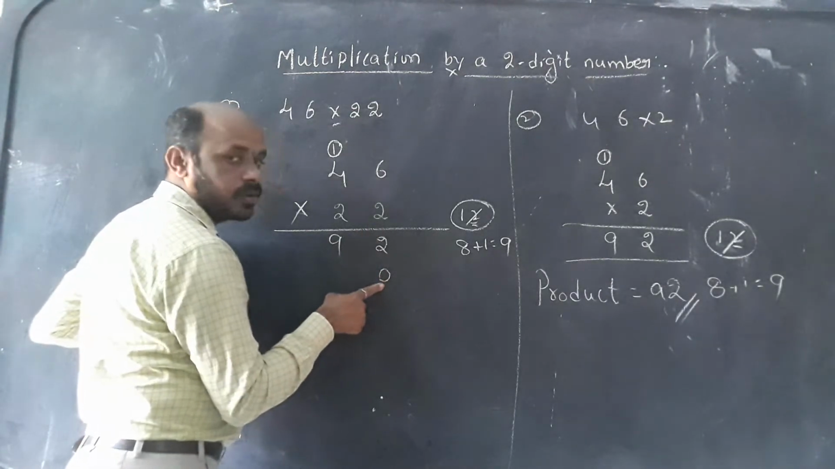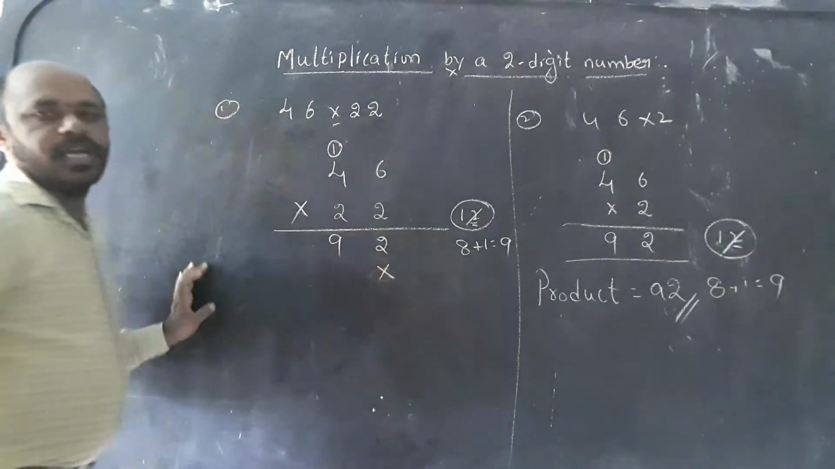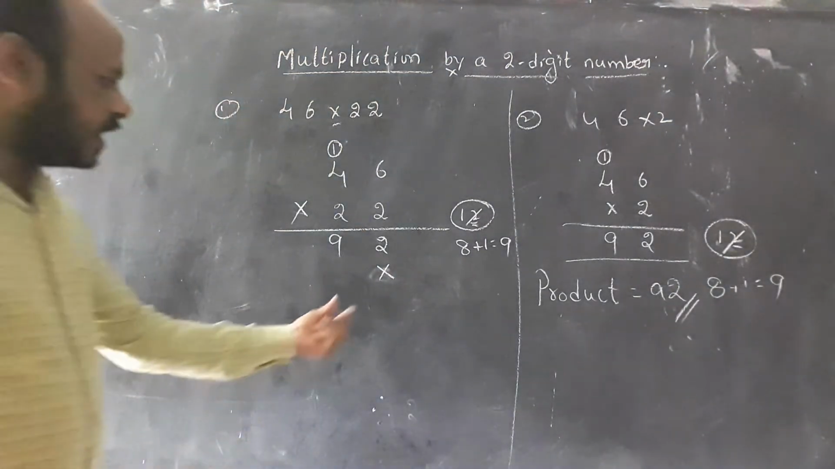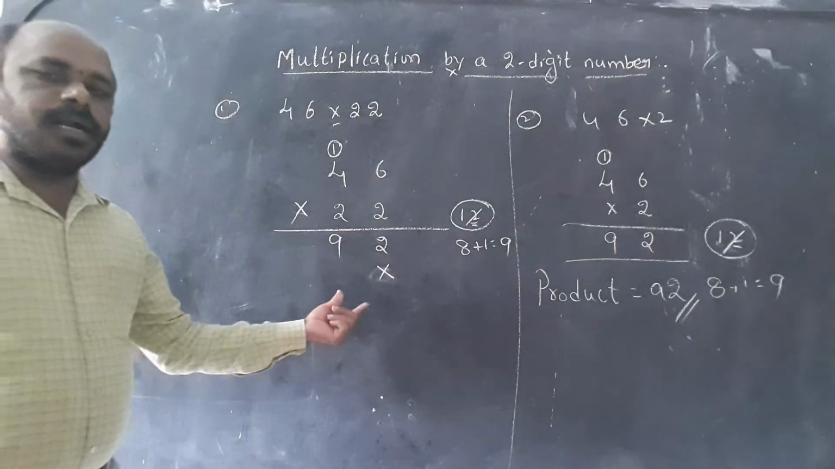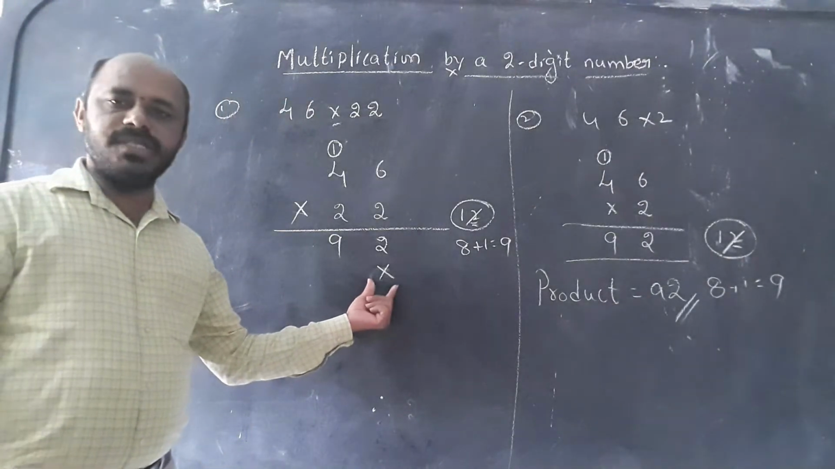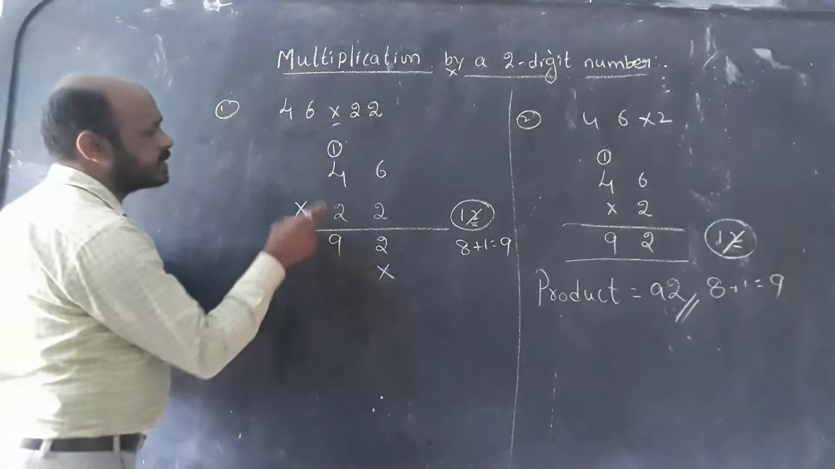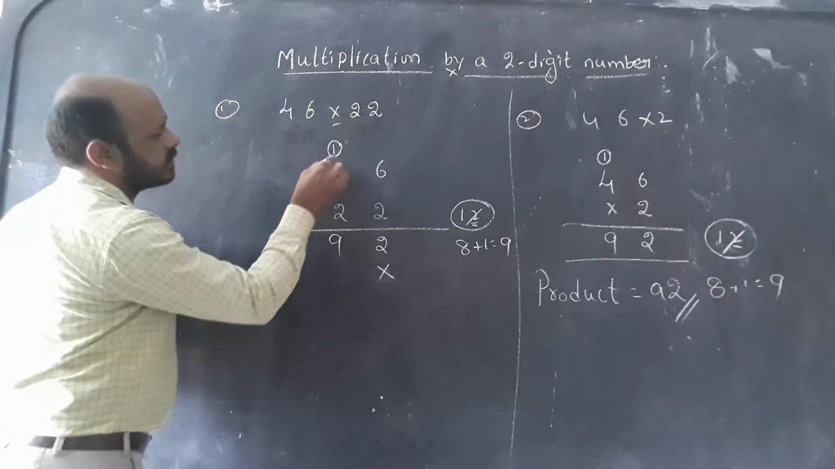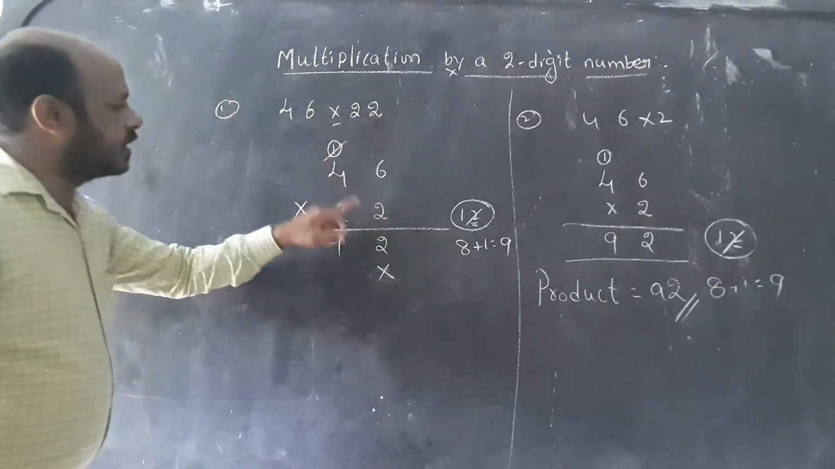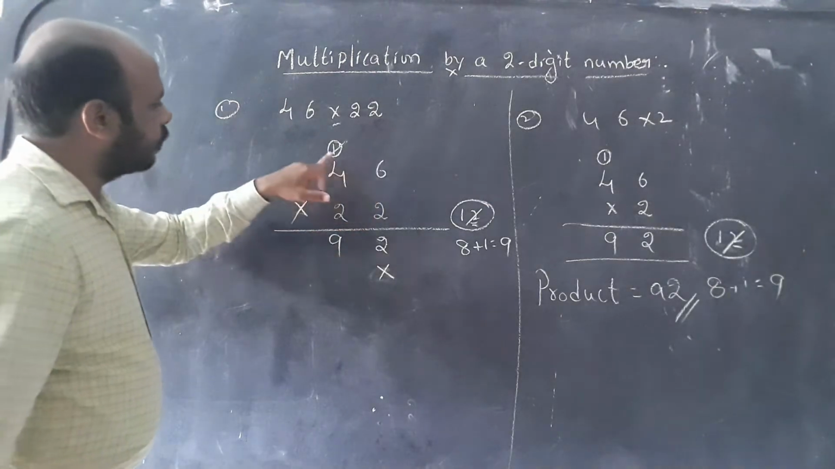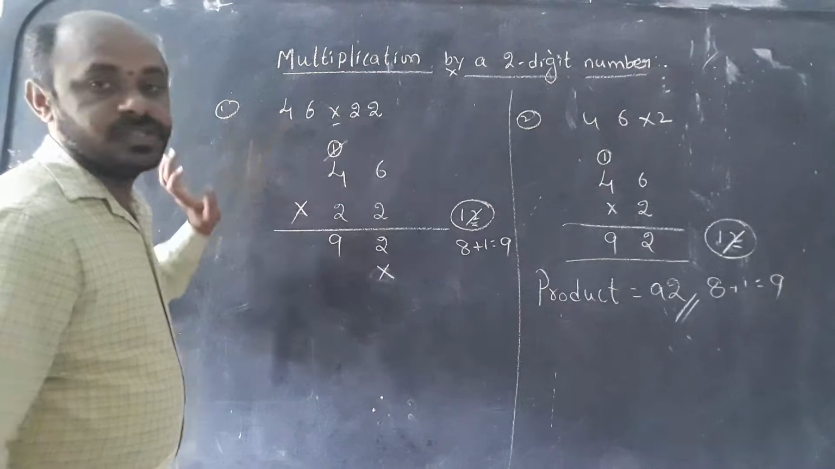Then in the ones place you have to write 0, or you can keep a multiplication symbol. We can keep 0 or a multiplication symbol. See here, this ones place is already over, so cut it. Already we added the carry to the ones place product, so just leave it and cut it, because otherwise we will get confusion again.